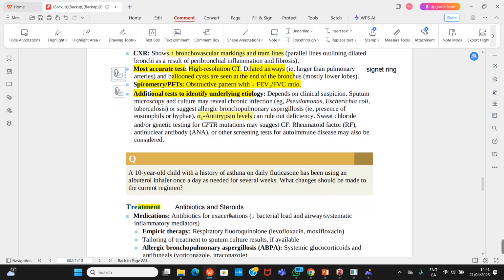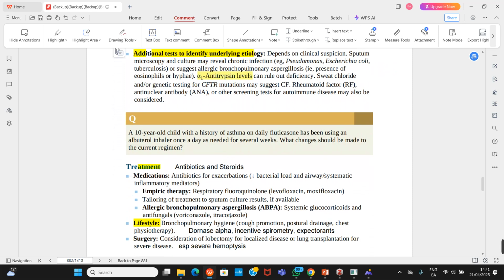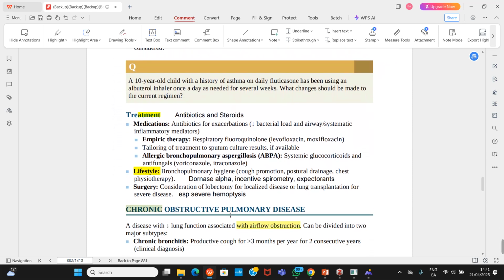So that's that about the test that we do. Then how do we manage bronchitis? Because there is a periodic infection and inflammation, you want to give antibiotic cover for the exacerbation. So give antibiotics. And what are the preferred empiric antibiotics?